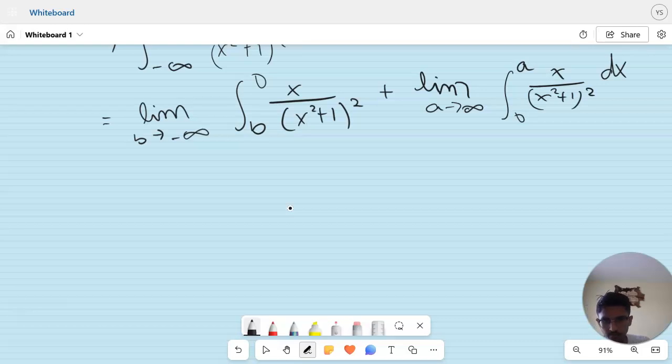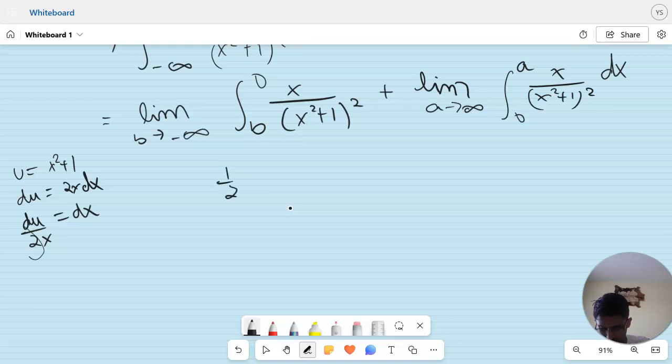Okay, now we see this x squared plus 1. To find the integral of that, we're going to do some u substitution. So u equals x squared plus 1, du equals 2x dx, and bring the 2x to the other side, so du over 2x equals dx. Now putting in the u sub value, we're going to get a half. If you can see, there's a half over here, right? That's going to come out.